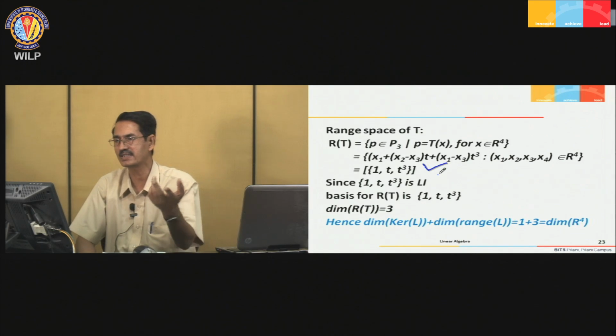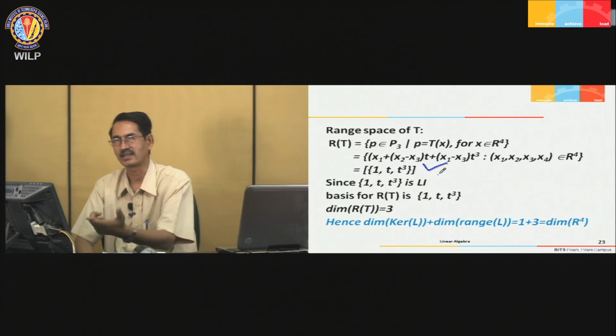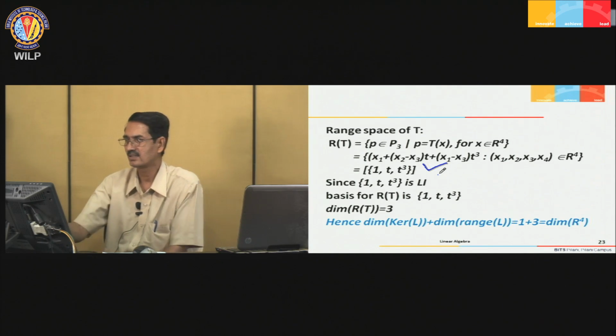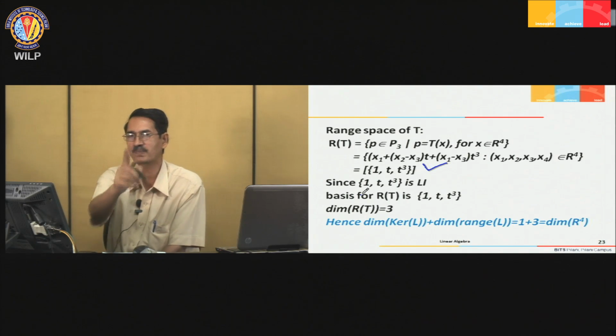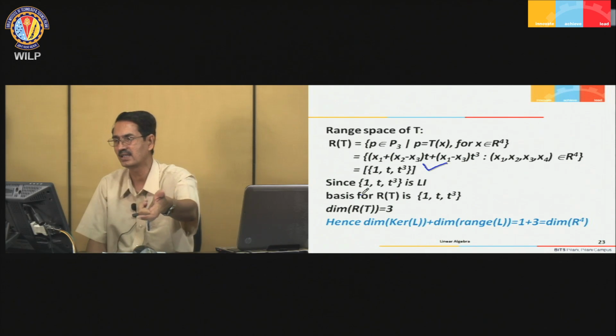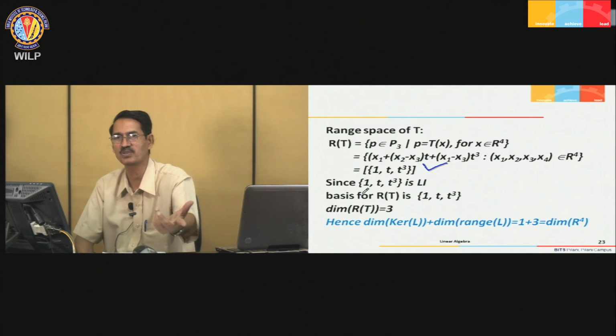Again, 1, t and t cubed, you can check that it is always linearly independent, because if you take a into 1 plus b into t plus c into t cubed equal to 0, then a is 0, b is 0 and c is 0. Again, the span of this set is equal to R(T). It means this set consisting of the elements 1, t and t cubed spans the whole space R(T). Therefore, this set is a basis for R(T), and the number of elements in this basis is 3. Therefore, the dimension of the range space of T, that is the rank of the linear transformation, is 3.